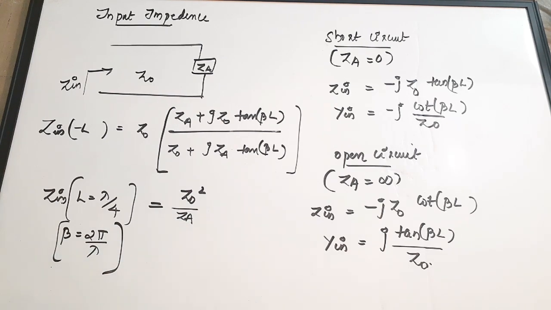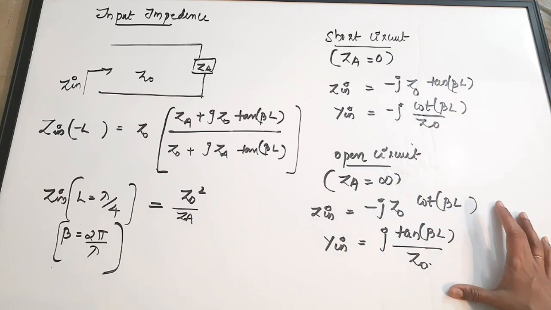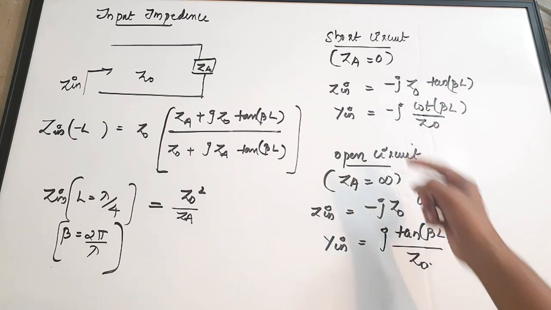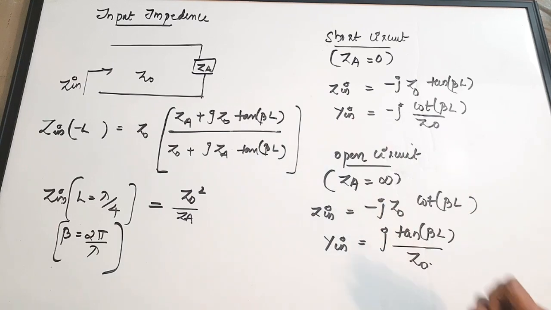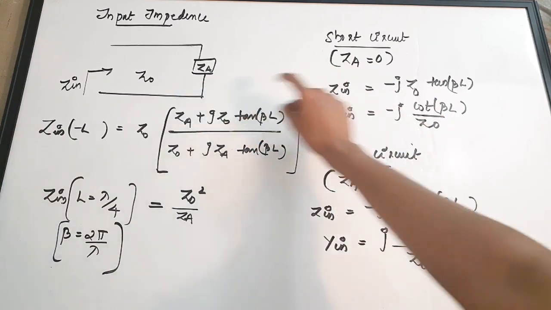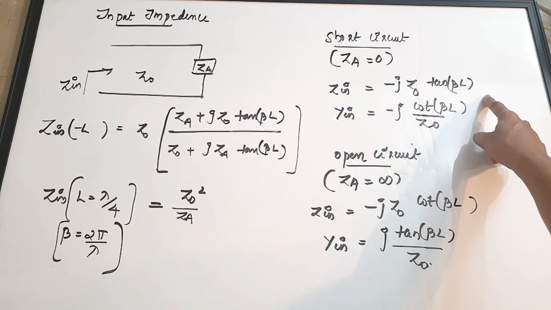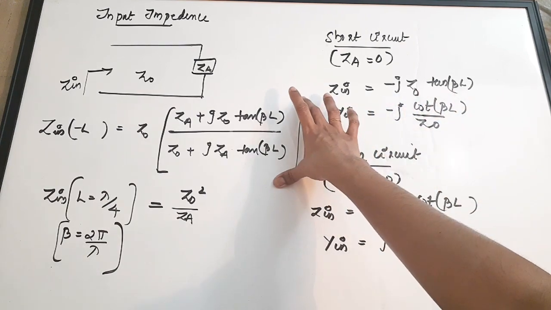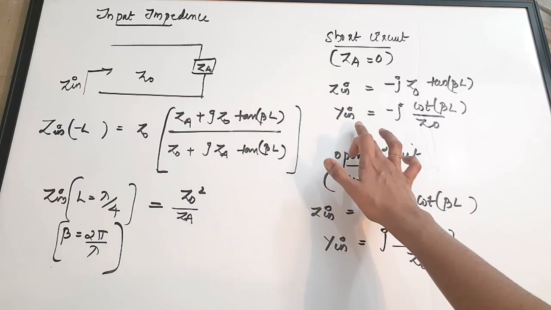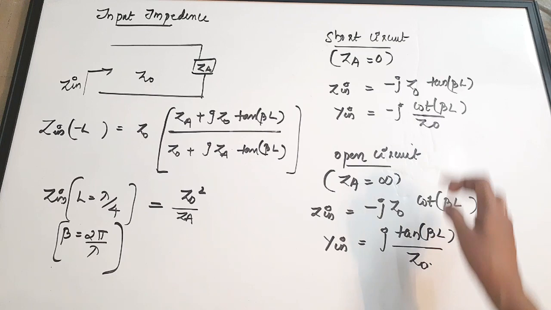Now, let us consider when the transmission line is short circuited and when it is open circuited, what is the variation in the input impedance and admittance. For short circuit, we know that the impedance is equal to 0, so Za will be equal to 0. Substituting Za equal to 0, Zin will be equal to j Z0 tan βL, and the admittance Y is equal to minus j cot βL by Z0.